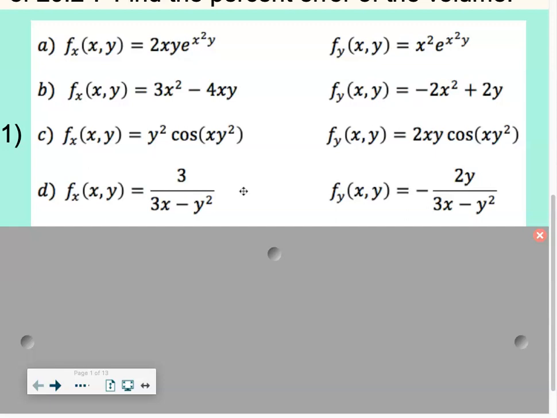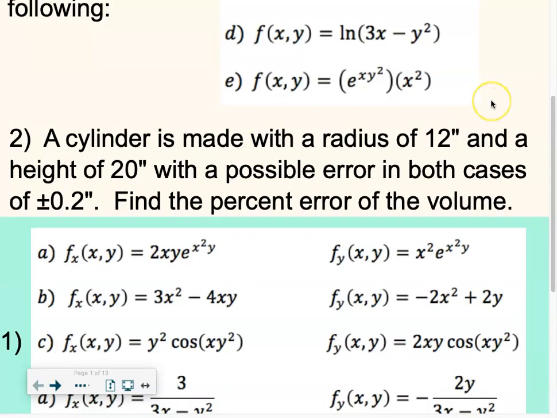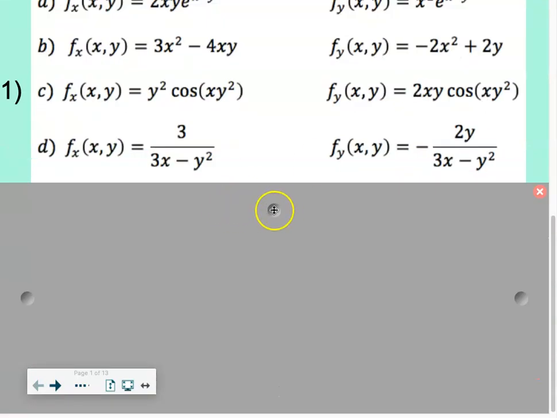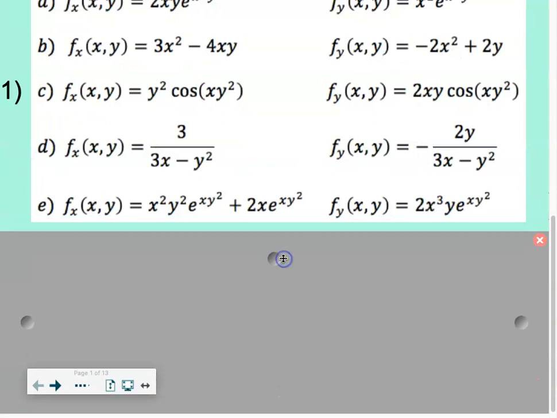Okay. All right. Last one for number 1. Product rule, e to the xy squared times x squared. Well, product rule for the x's. So, f sub x, x squared, y squared, e to the xy squared plus 2x e to the xy squared. F sub y, 2x cubed y e to the xy squared. Well done. Very nice.